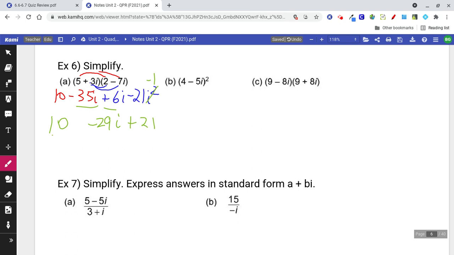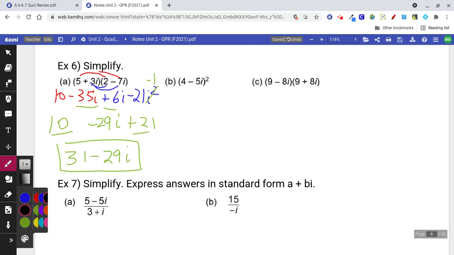So I've got more like terms now. 10 plus 21 is 31. 31 minus 29i. Notice that's in my standard form. You've got a real number part, 31, and an imaginary part, negative 29. Part B, everybody screws this up. Don't be that guy, all right?